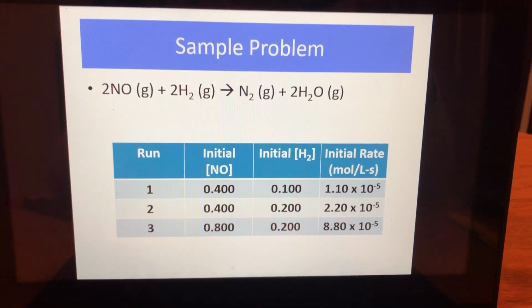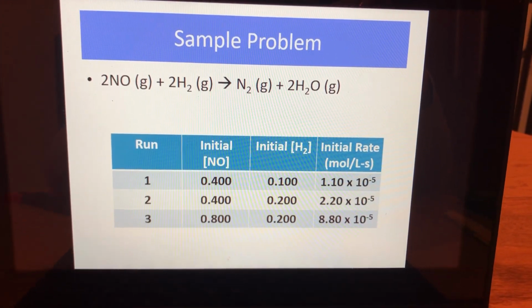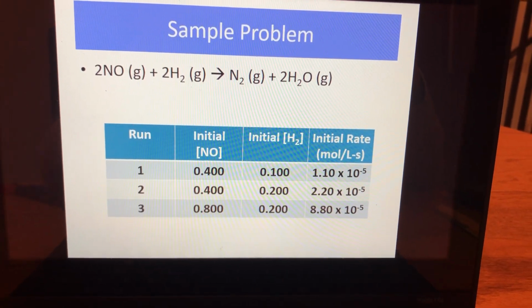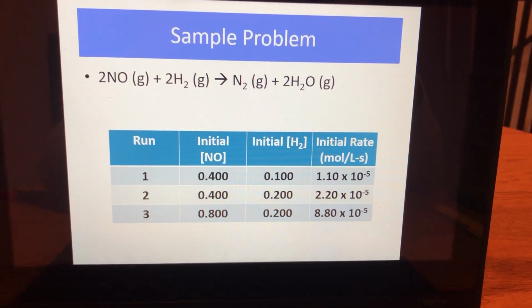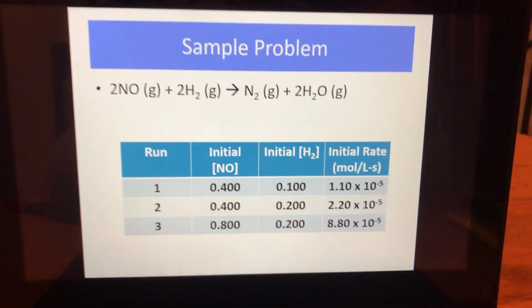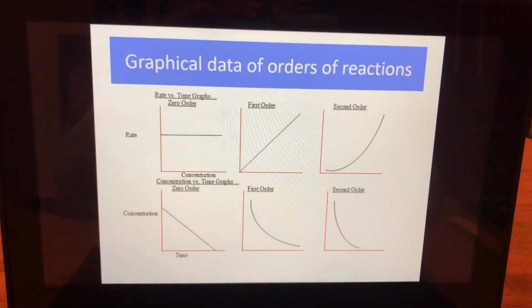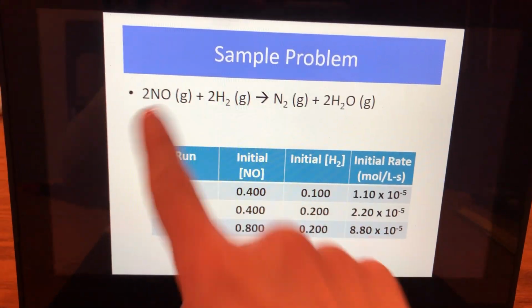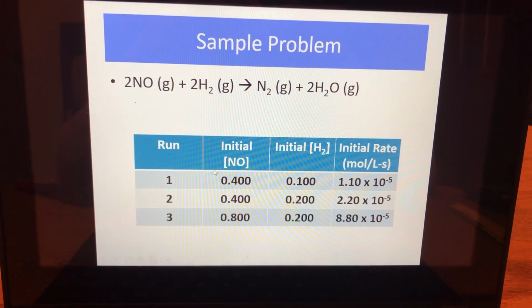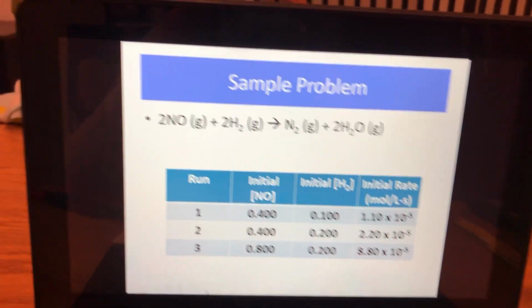Okay, so we're gonna do a sample problem. Here's the reaction: 2NO plus 2H2 forms N2 plus 2H2O. Remember, the rate of reaction is not determined by the products, so we can ignore this part right here. All we care about are the reactants. So as you can see in this graph, they did some experiments, and this is shown for you.